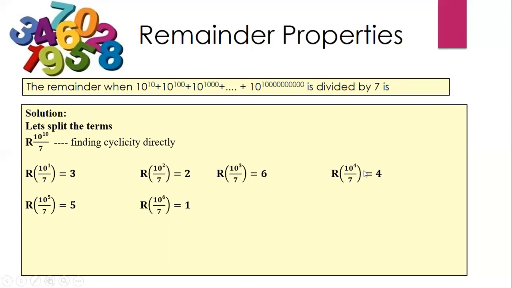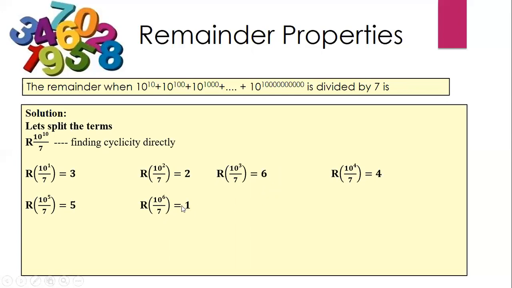60 when divided by 7, the remainder is 4. Again for the next value, 4 into 10 when divided by 7, the remainder is 5. Next value, 5 into 10 when divided by 7, the remainder is 1. So once we got 1, the cycle is going to repeat after 6 cycles.